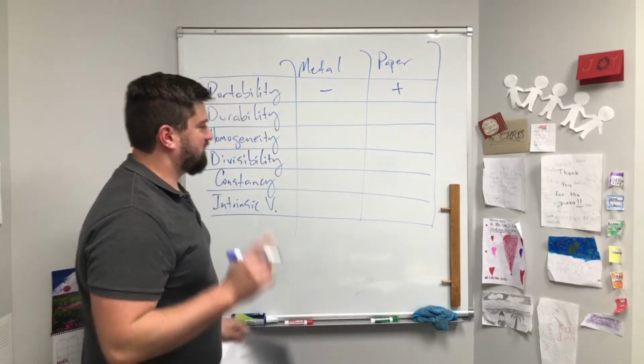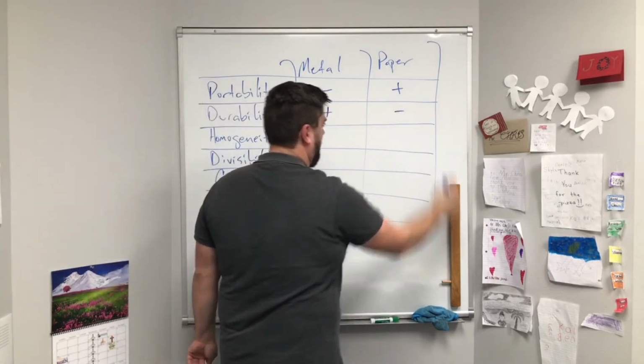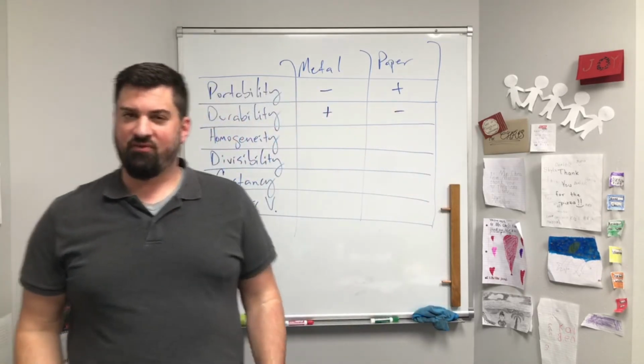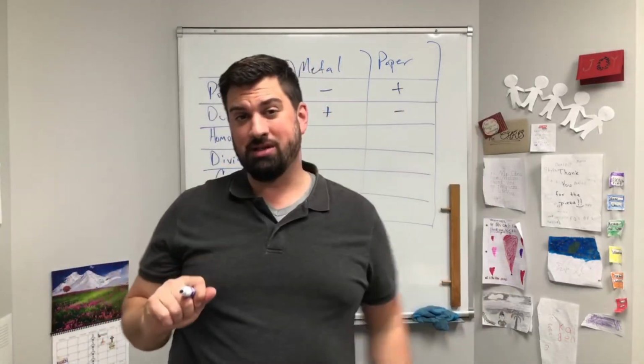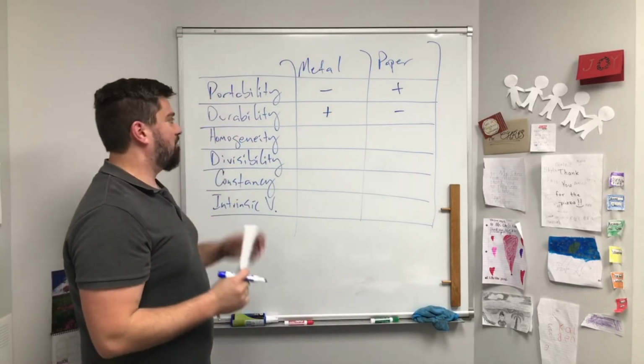How about durability? Well, in this case, metal money is actually quite a bit more durable than paper money. Like I gave that example of the $5 bill that was torn almost in half. And so paper is obviously far easier to destroy than metal is.